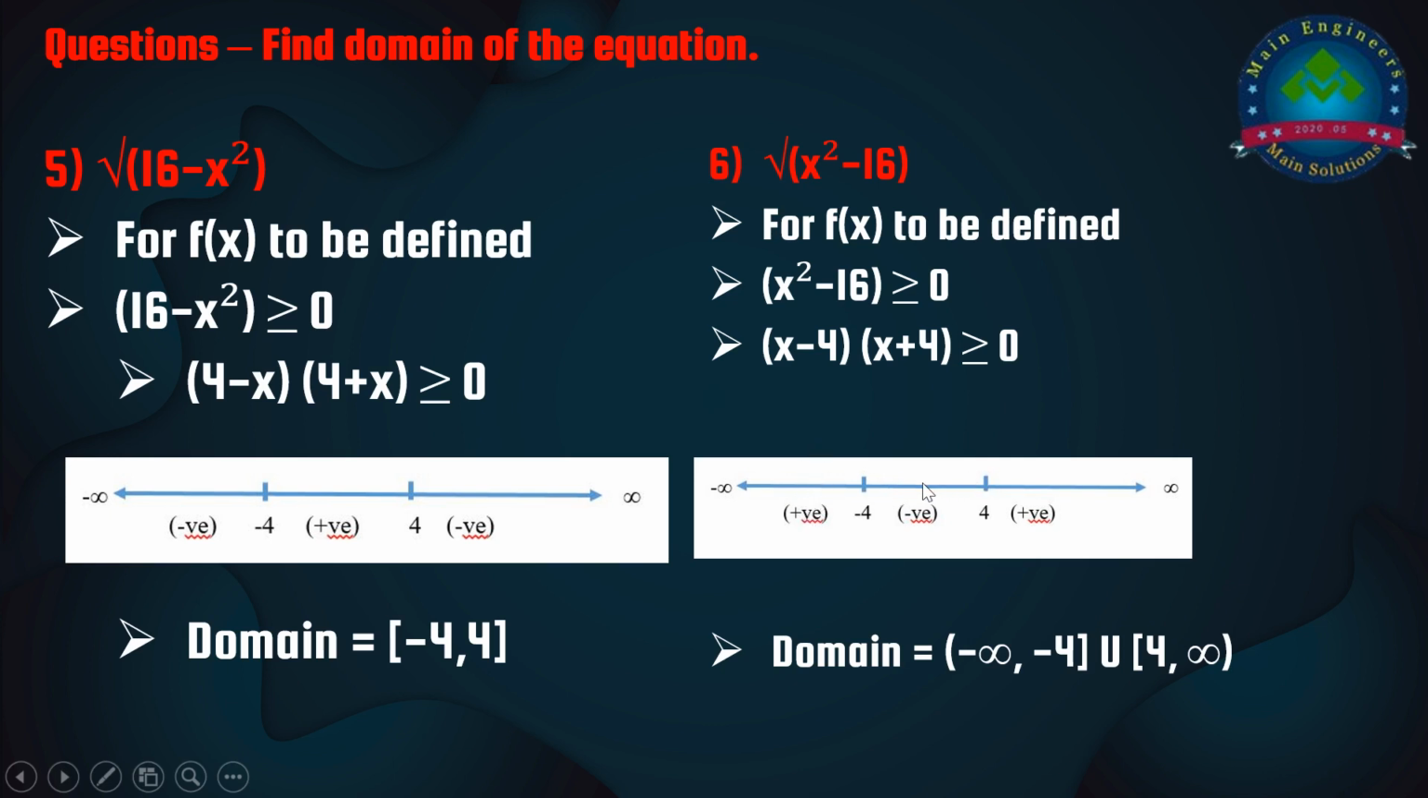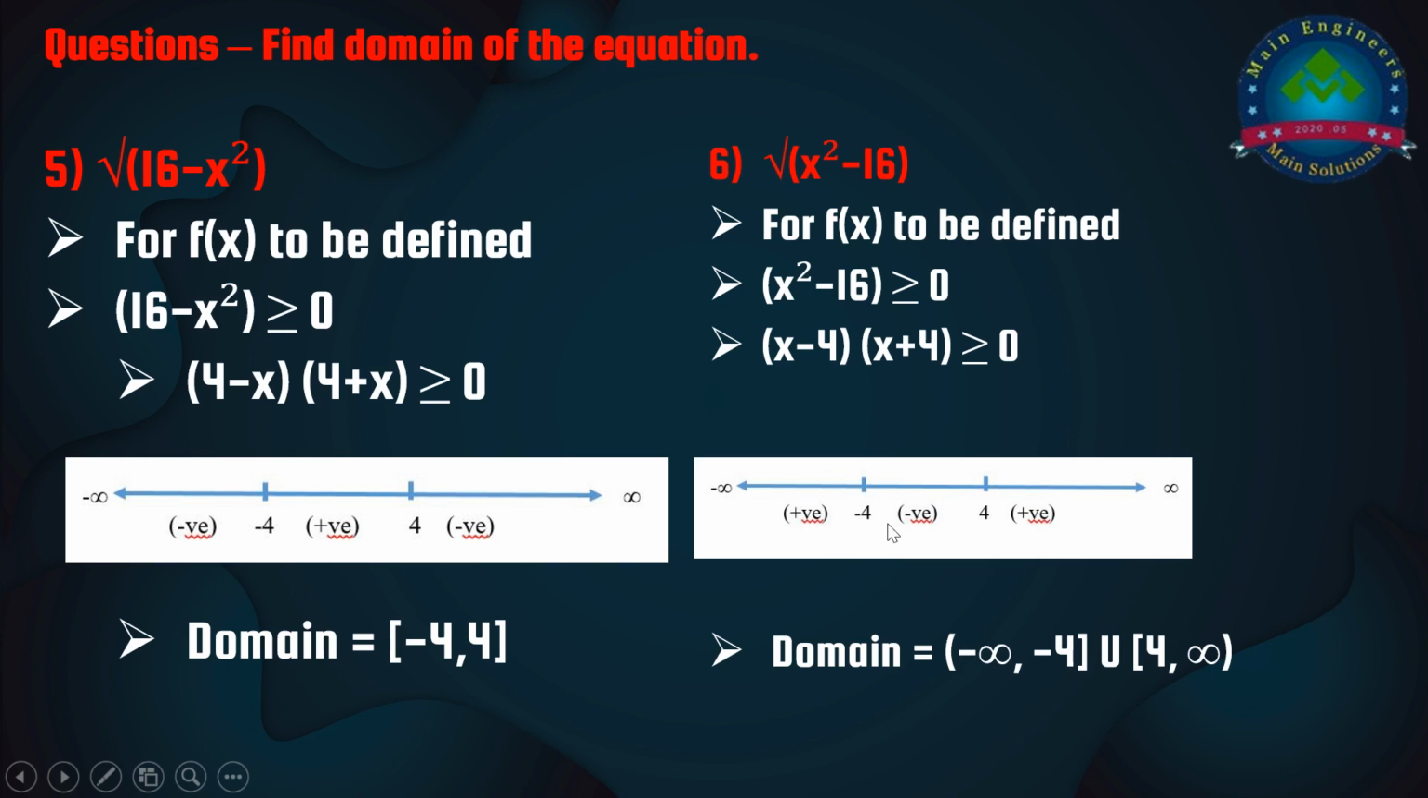Let's take any value from this region. Let's take 0. So 0 minus 4 is minus 4, 0 plus 4 is 4. So minus 16, which is negative. So our equation is not valid for this region. Let's take any number from this region, plus 5. So 5 minus 4 is 1, and 5 plus 4 is 9. So 9 into 1 is 9, which is positive. So for this region as well, our equation is going to be valid.